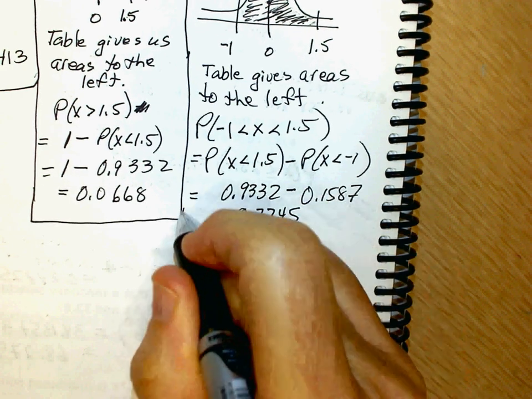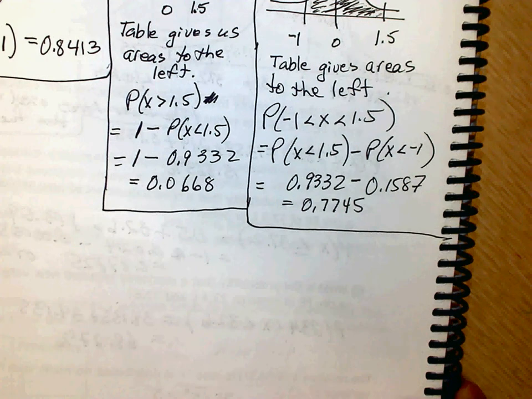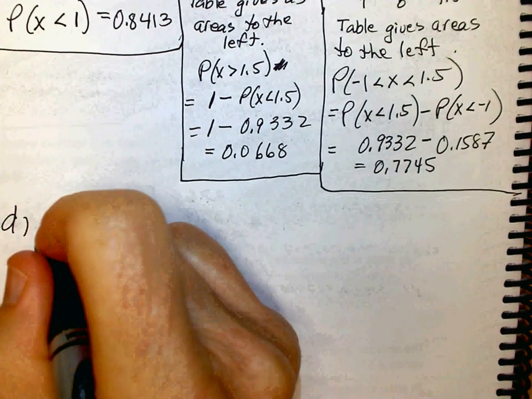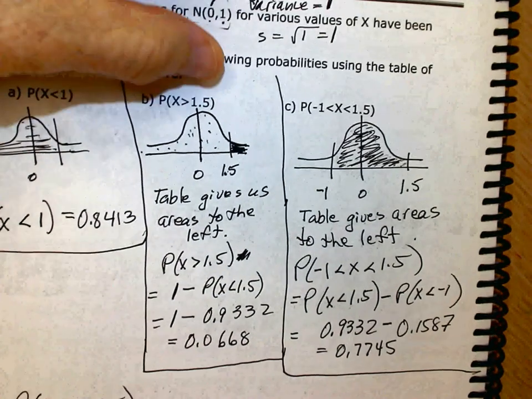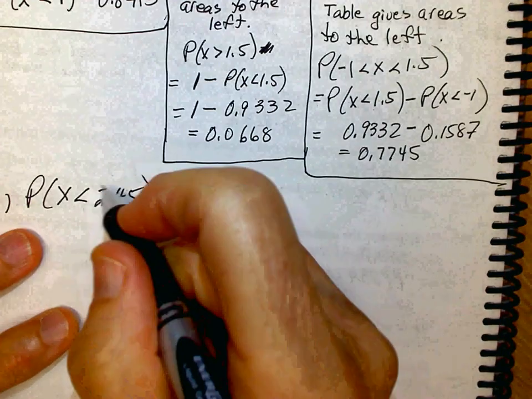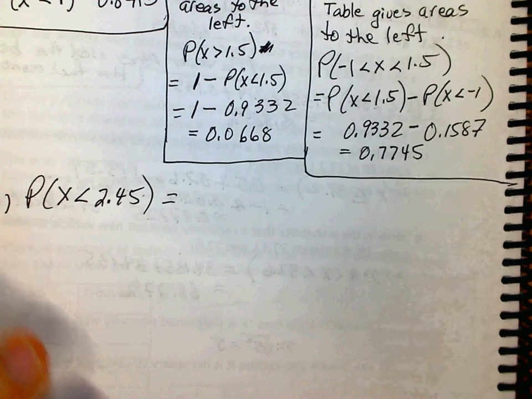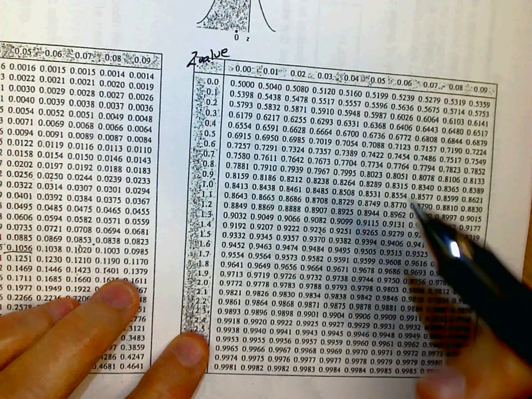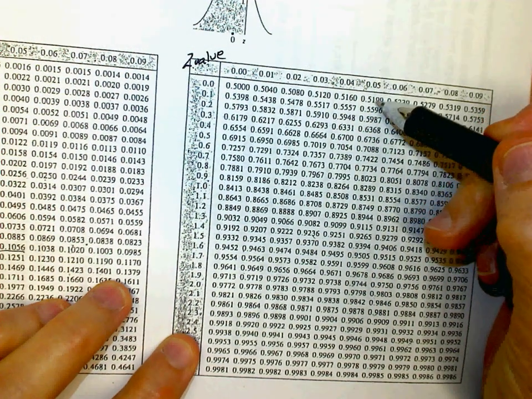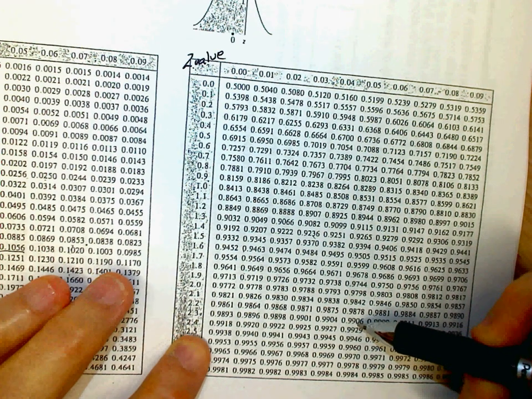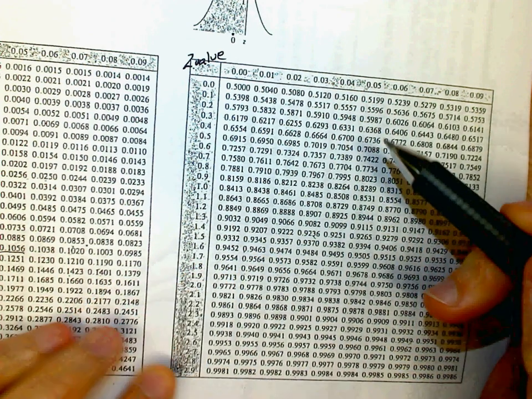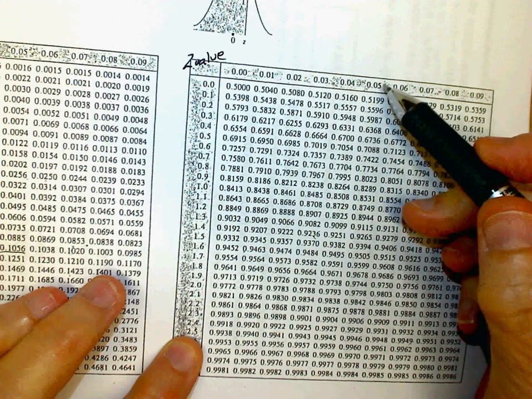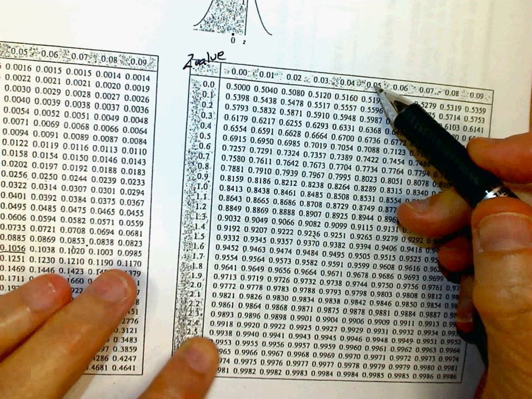I'm going to add a few more questions for you. What's the probability x is less than 2.45? See here, we've only been dealing with one decimal place. What if it's 2.45? Well, 2.4 is there. And now we have to go under the 0.05 column and read down here. So what did you guys get? Do you see what I've done? For 2.45, we get the second decimal place from the column. So that's 0.9929, right?